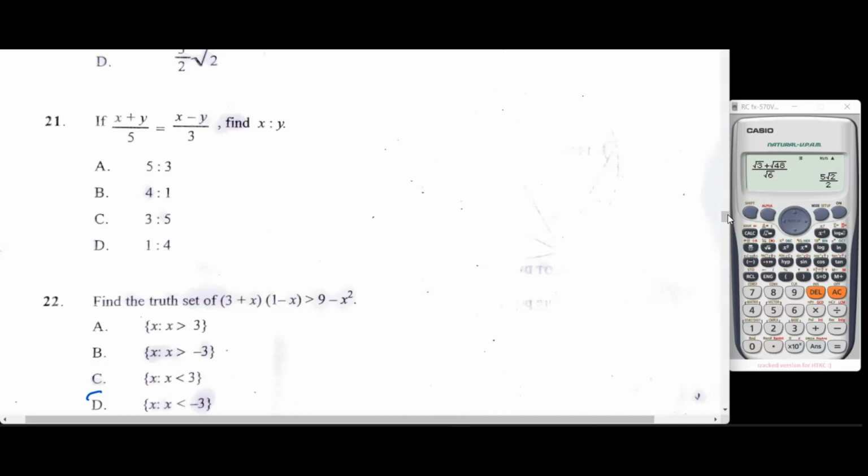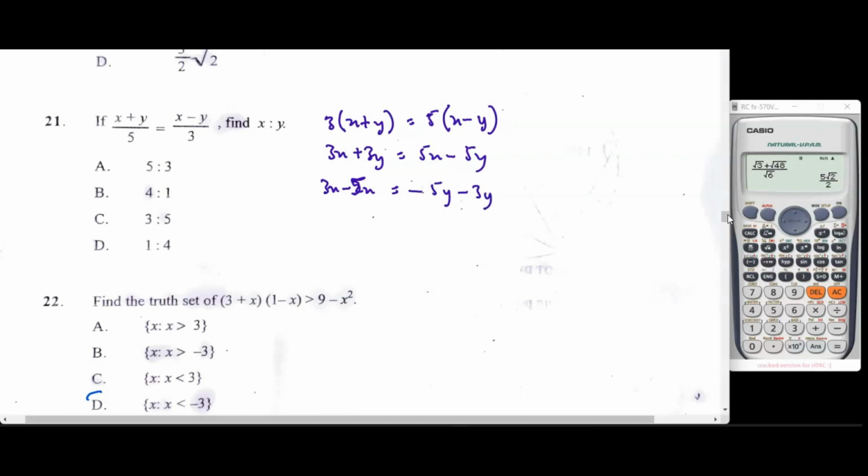So let's cross multiply. That'll give us 3 into bracket x plus y, equal to 5 into bracket x minus y. And we have 3x plus 3y equal to 5x minus 5y. Now grouping all the x's, we have 3x minus 5x equal to negative 5y minus 3y.